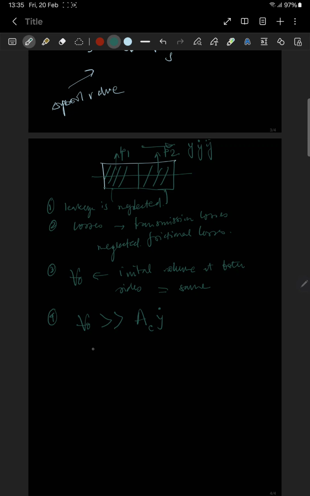Okay, so this one. Now, the fifth part is, or sorry, it is just y, we will not have the dot over here. Now fifth is, the ports are matched.